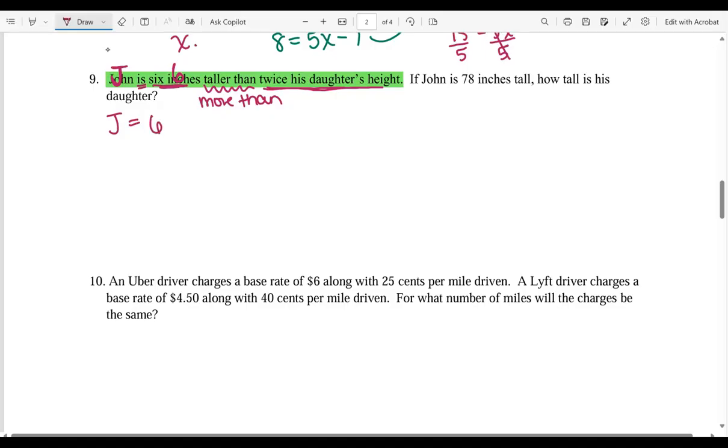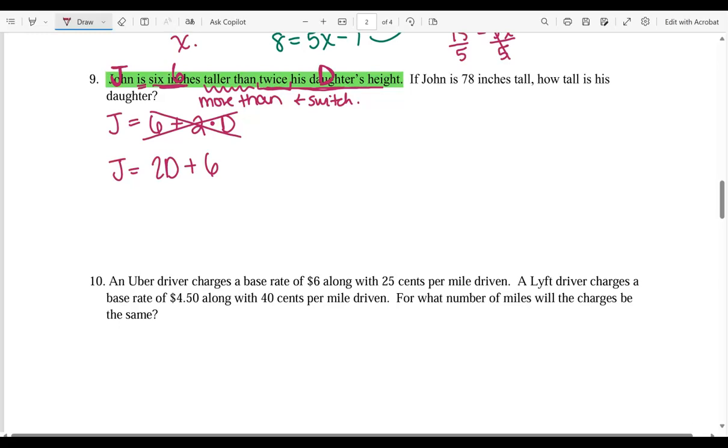So 6 more than means add. Twice means I have 2 being multiplied by whatever comes next. Twice his daughter is where I'm going to put a second letter, D, placeholder for that daughter. Now remember that more than means I need to switch. So rather than 6 plus 2D, this should have been John equals 2D plus 6. And we set up our equation.